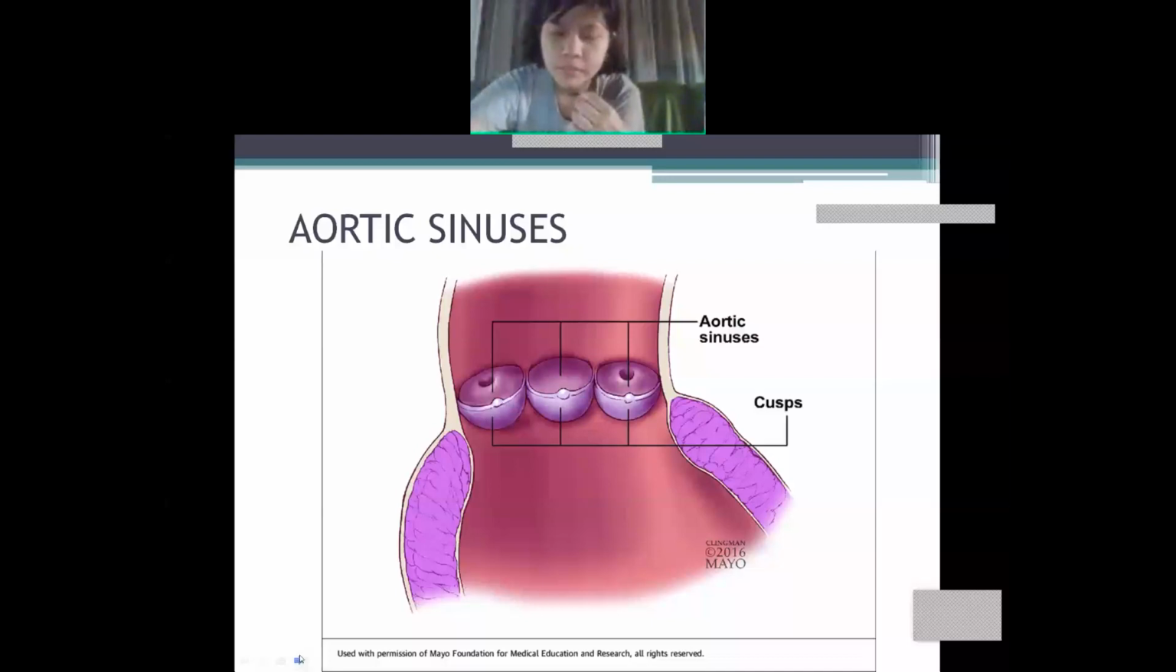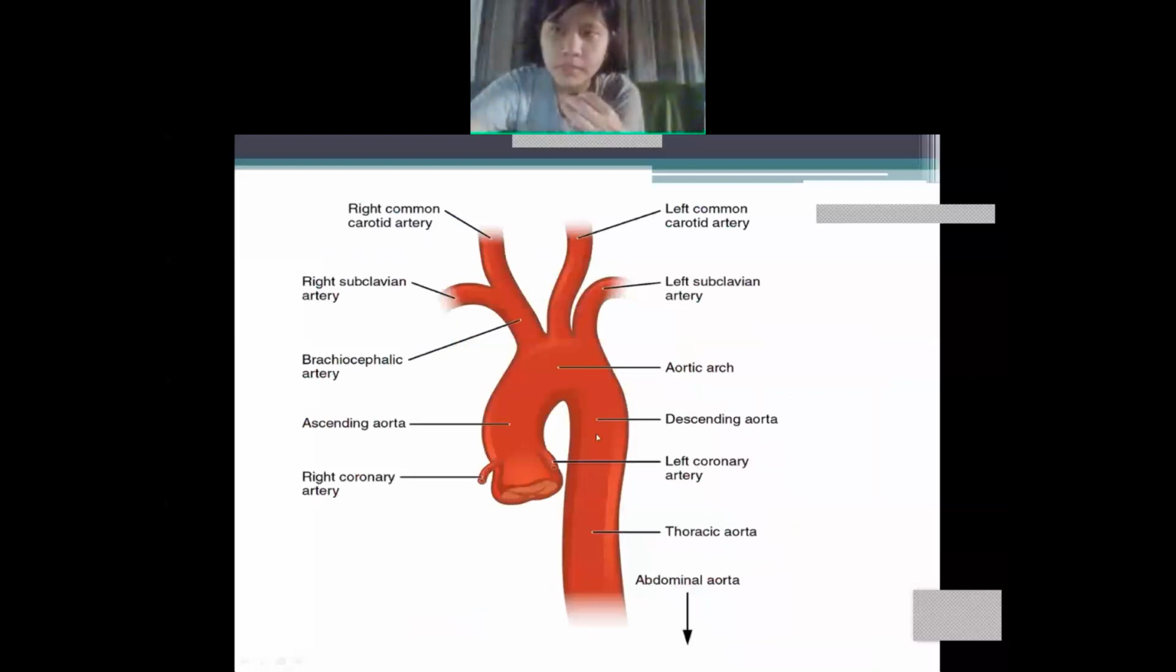Next is the descending aorta. This is the arch of the aorta. This is the descending aorta. The descending aorta is a continuation of the aortic arch, or arch of the aorta. And in this aortic arch, you will find that it is divided into three branches. One, two, three. So what are the names of these branches?